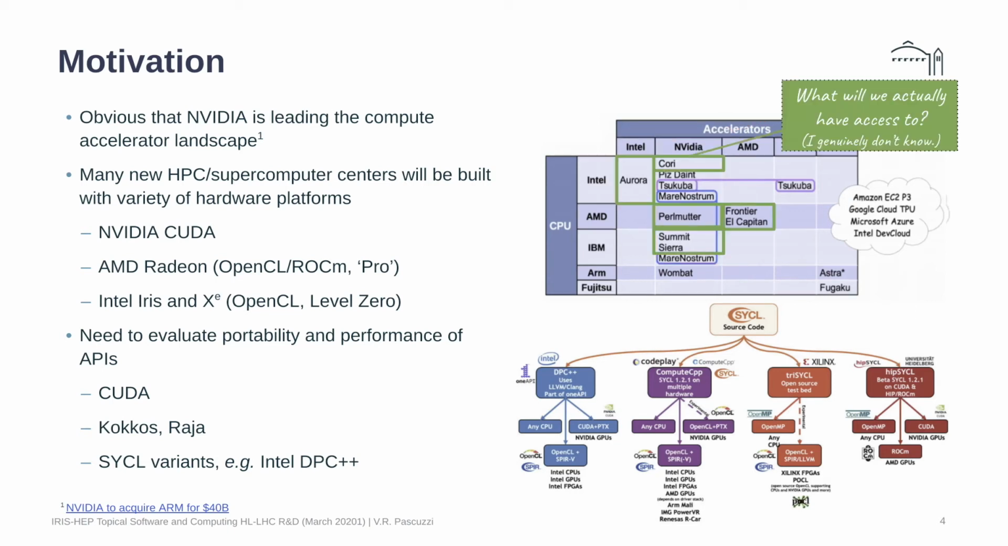And the question is, there are a whole bunch of machines, but what will we really have access to? I don't know that answer, but I think the DOE has made it clear that we need to be able to use these heterogeneous resources in order to have access to these powerful machines. So how do we write performant code once and be able to utilize all these different types of hardware and platforms?